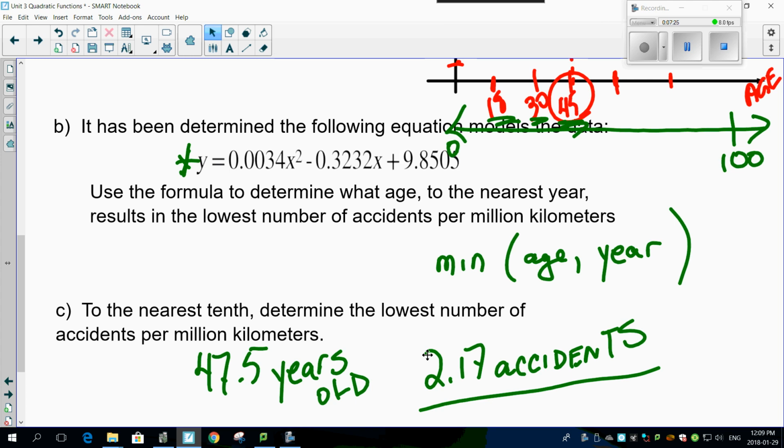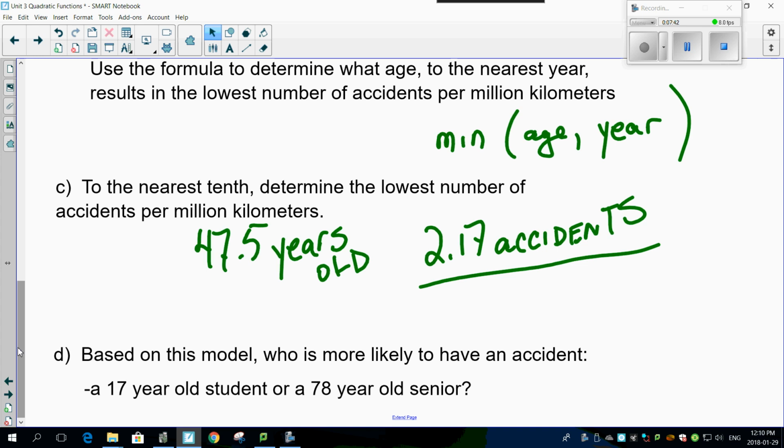Does that actually happen? No, because of course it's a prediction. Some people can go their entire driving lives without having a single accident. Others could have 2, 3, 4 accidents. Who knows? That's one of the reasons why we buy insurance, and this is a predictor. So based on this model, who is more likely to have an accident? A 17-year-old or a 78-year-old?